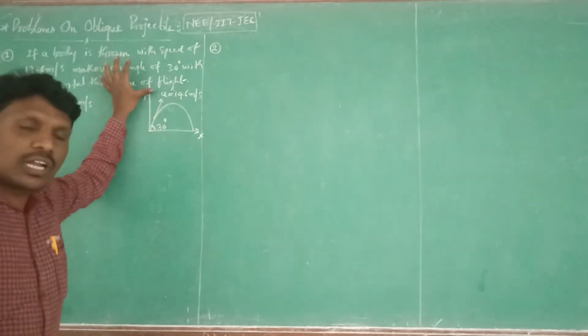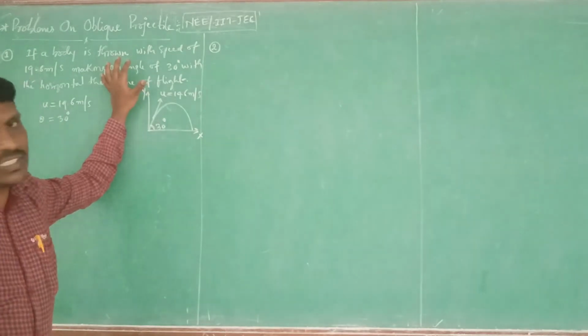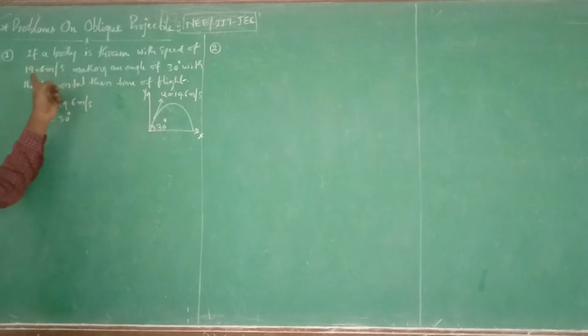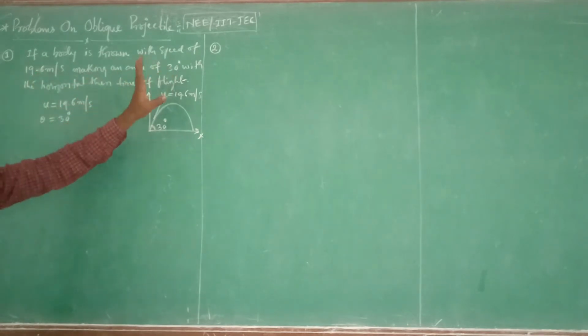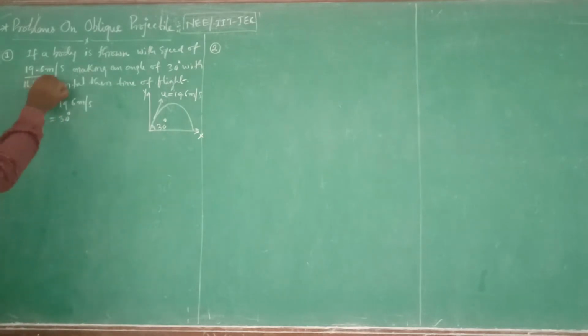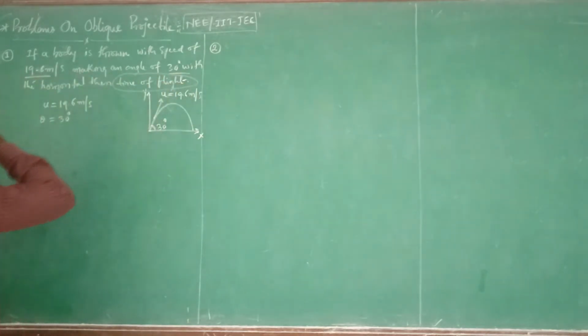After reading the question, we have to write the given values first. If a body is thrown with a speed of this much, making an angle this much, only two values are given, this one and this one. We need to find out this one, the time of flight. Then T equals what?